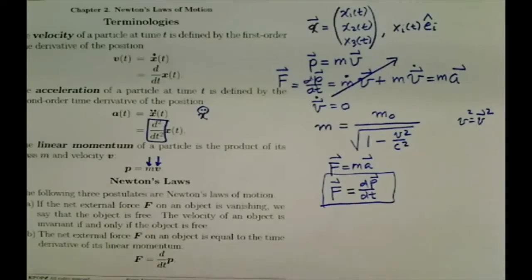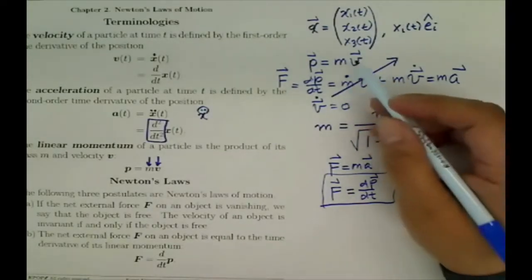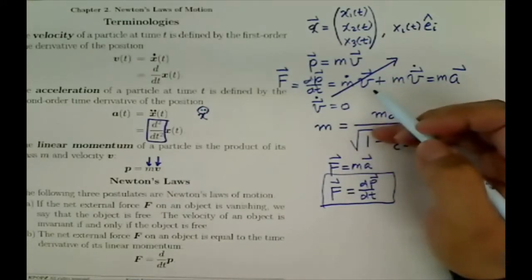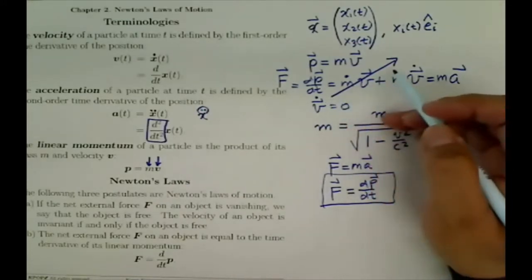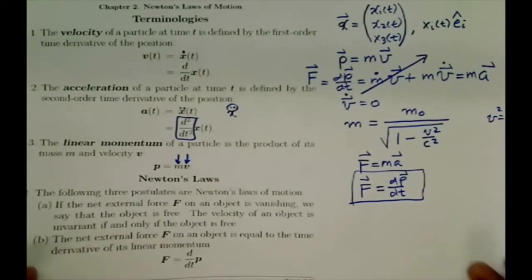accelerates. That means m dot, this time derivative of mass, is non-zero. Therefore, we always must include this kind of factor in relativity, although this one vanishes in non-relativistic theory.